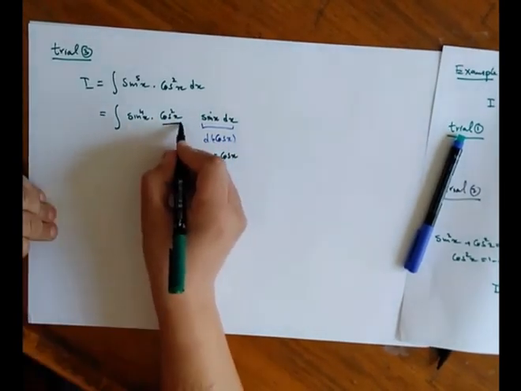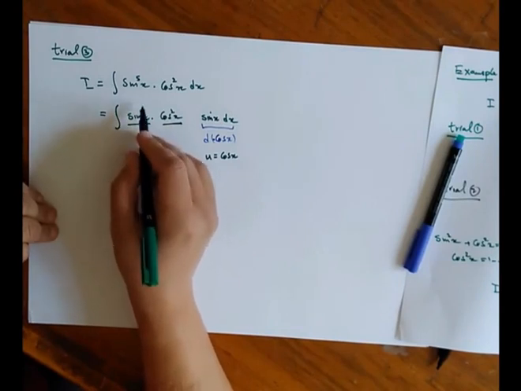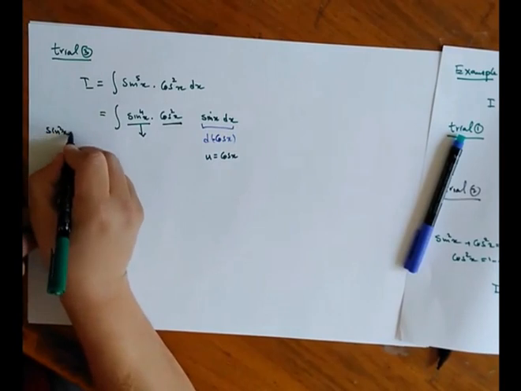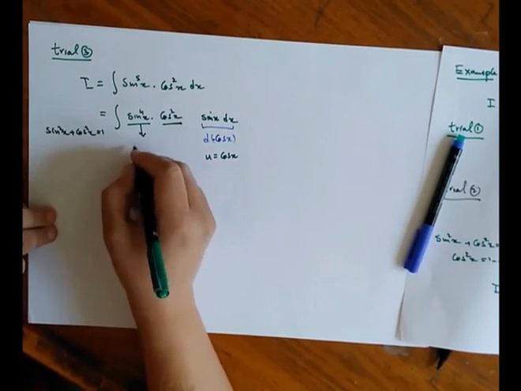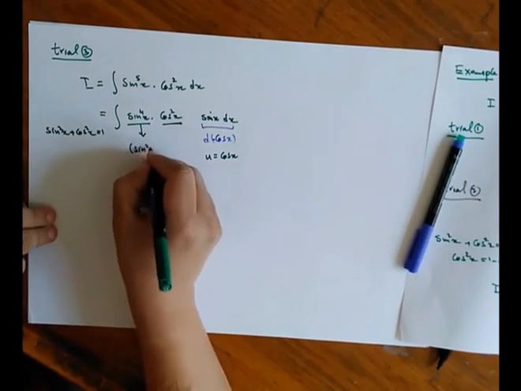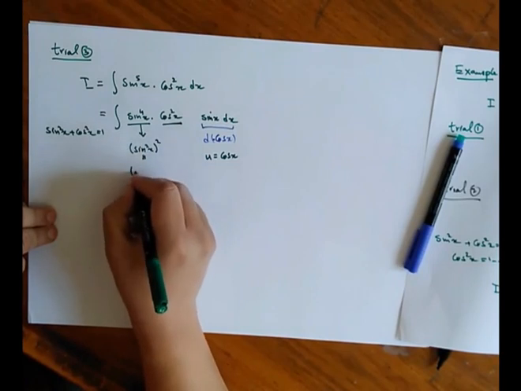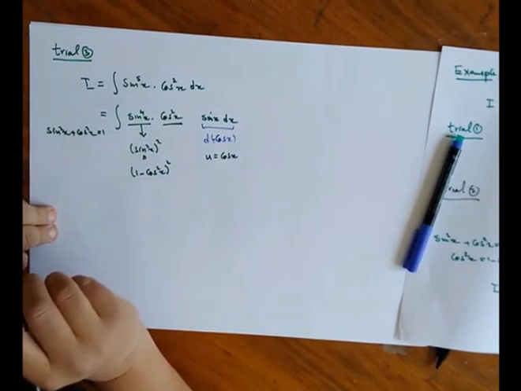And this part, actually, since the power here is even, you can use this nice formula, which is sine square x plus cosine square x equal 1. So actually, sine to the power 4 can be written as sine square x all squared, which is the same as 1 minus cosine square x all to the power 2.